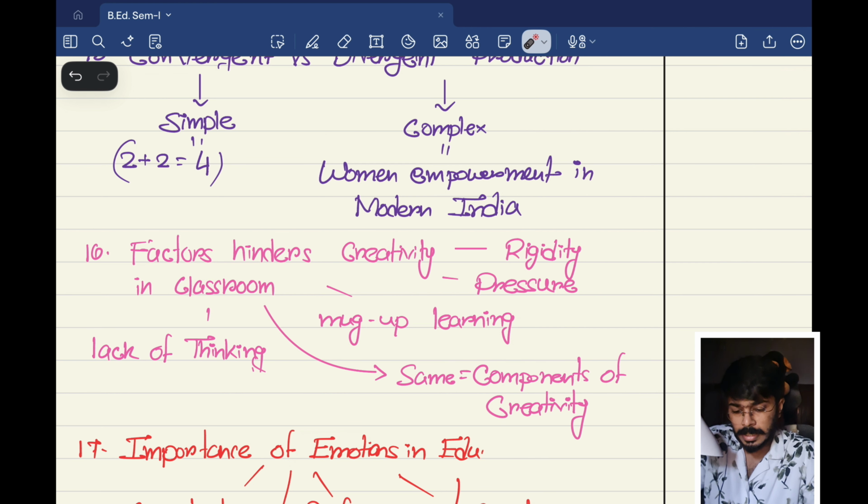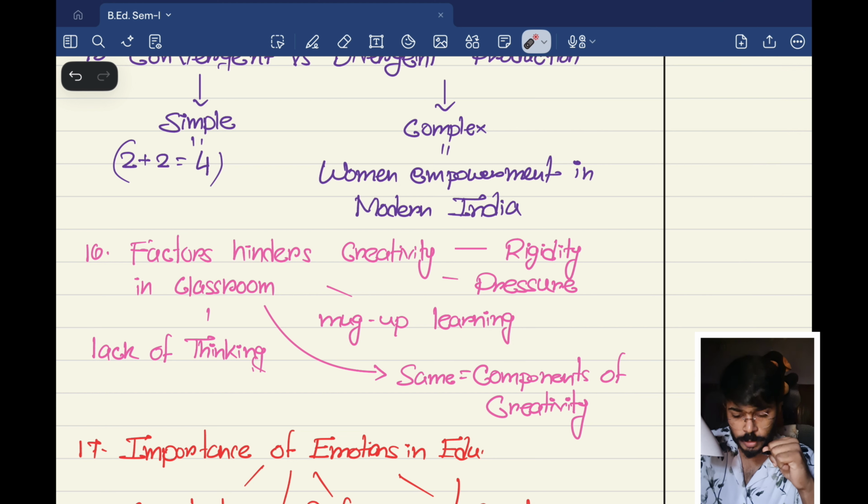Another factor is rigidity, right, like you can't talk in the classroom. Whenever I am there, you can't say anything. I need pin-drop silence in the classroom. We have heard this type of statement from our teachers. The National Education Policy introduced in 2020 strictly prohibits any teacher, professor, or lecturer from making the classroom like that, where students have rigid rules to follow.